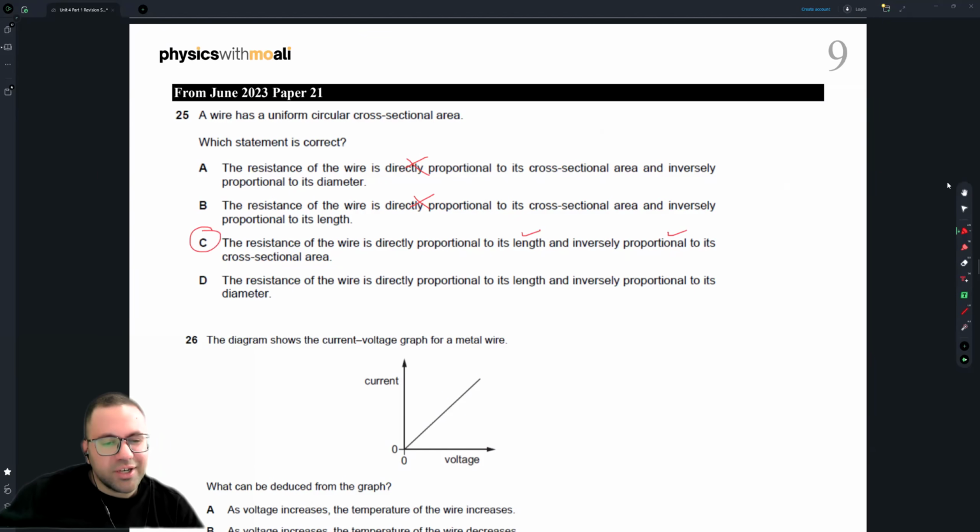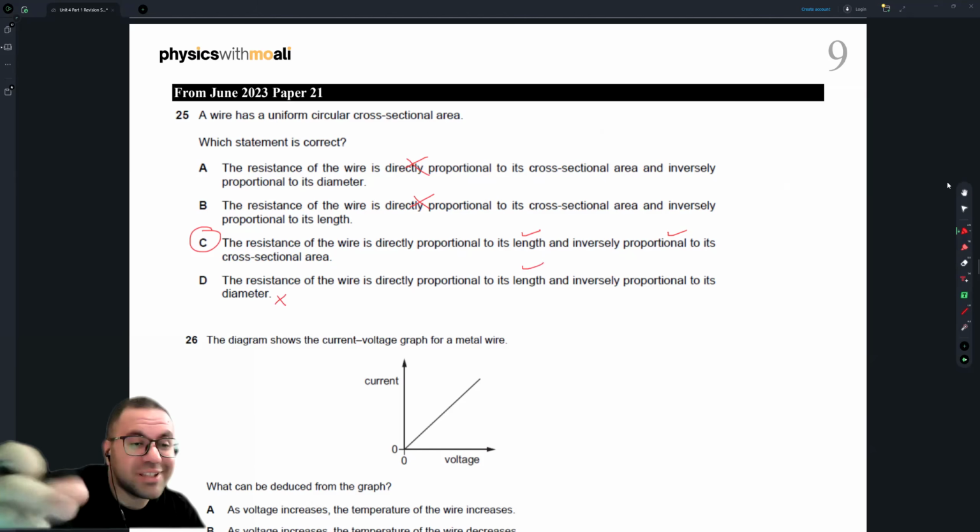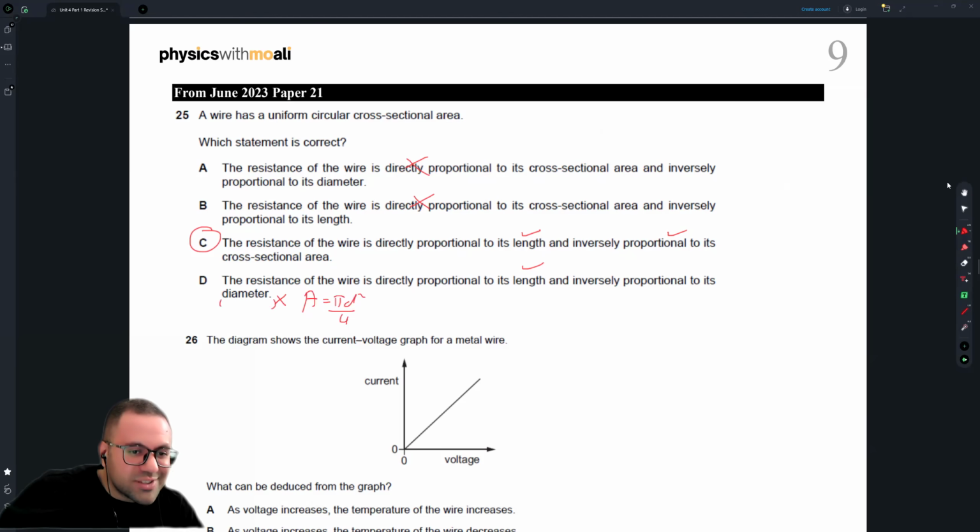Well, let's read the last one. The resistance is directly proportional to length and inversely proportional to diameter. Nuh-uh. But you may say, but it's inversely proportional to area. Yeah, but area is equal to pi d squared over 4. If he said to its diameter squared, he would be right. But it's not inversely proportional to the diameter. Inversely proportional to diameter squared. So C is still the correct answer.